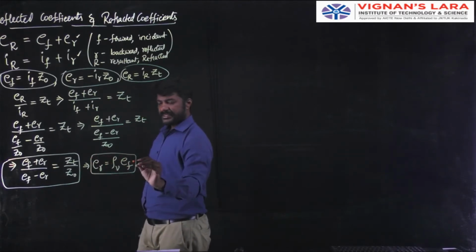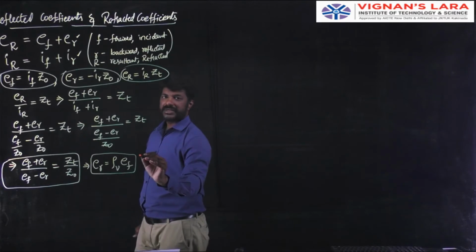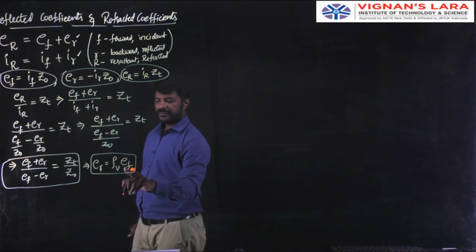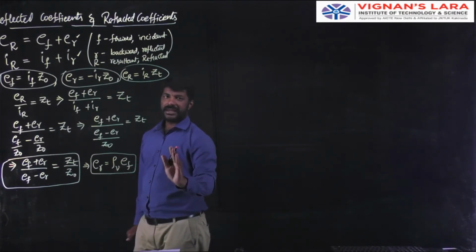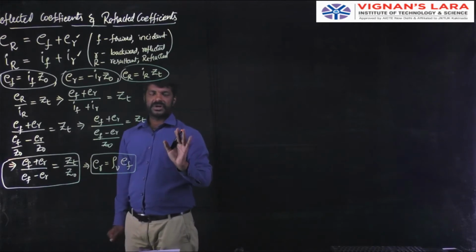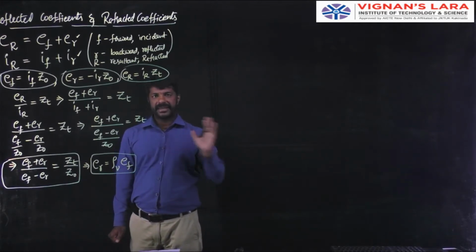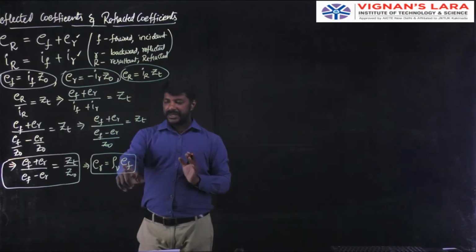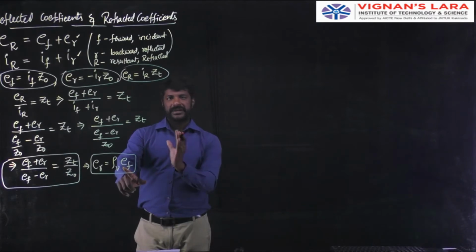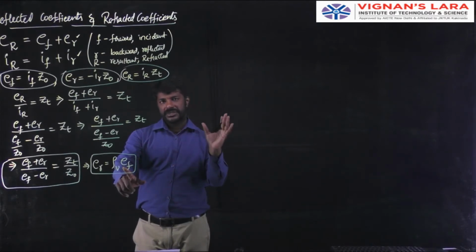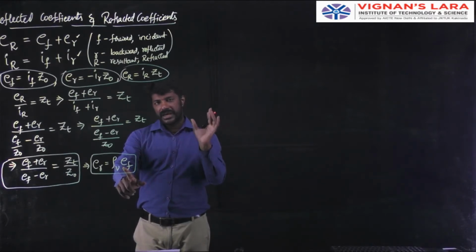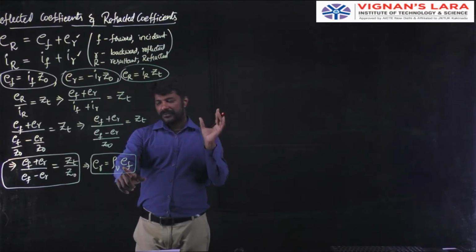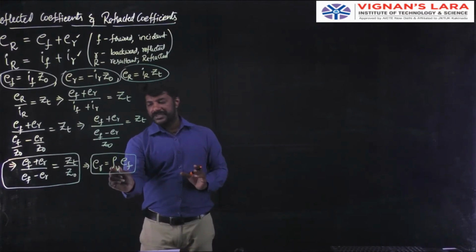Actually, the incident voltage EF will be injected into the transmission line. Whenever this EF voltage is injected into the transmission line, until a disturbance occurs, it will keep moving in the same direction. Whenever a disturbance appears on the transmission line, immediately some portion of EF will be reflected. What is the amount of that portion? That fractional voltage is represented by its coefficient, called rho V.